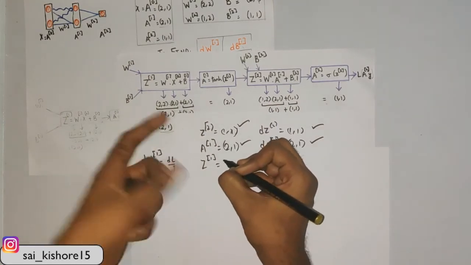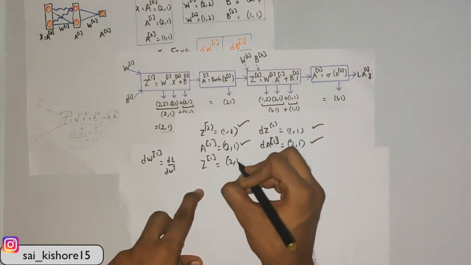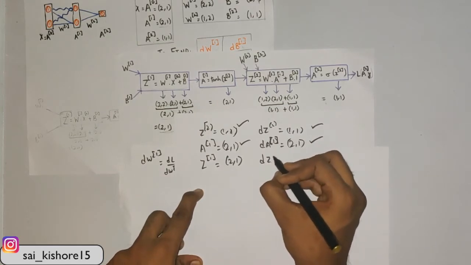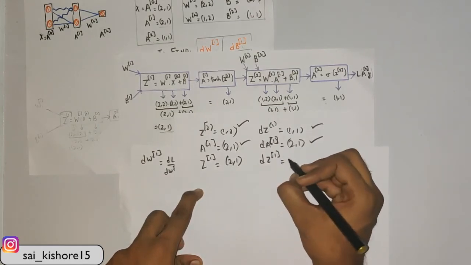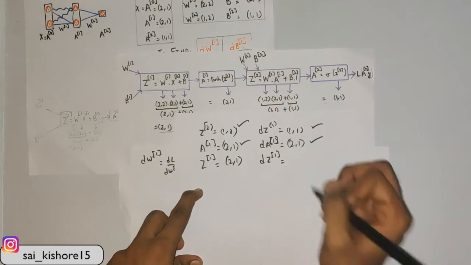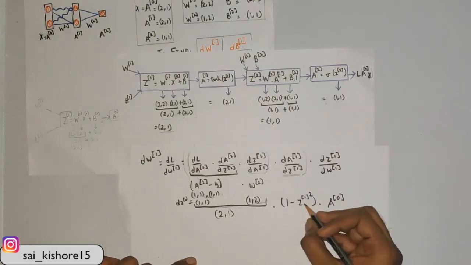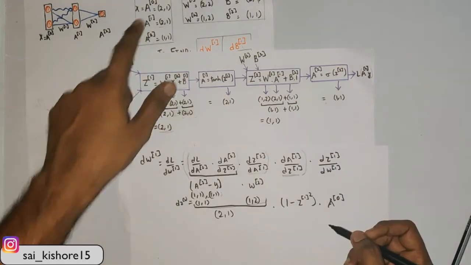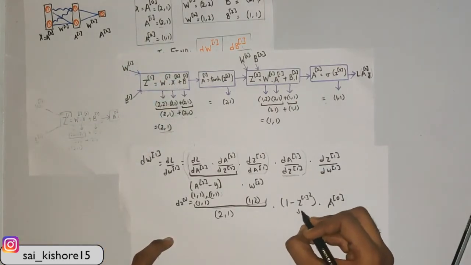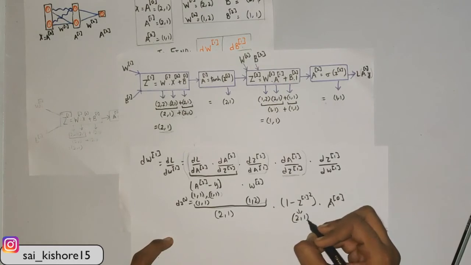So z1 and a1 are the same thing, so they have the same shapes. Now we have to make sure dz's shape is also 2, 1. How do we do that? We write down the shapes of dz1 here. So we write the shape of this one, which is 2, 1.